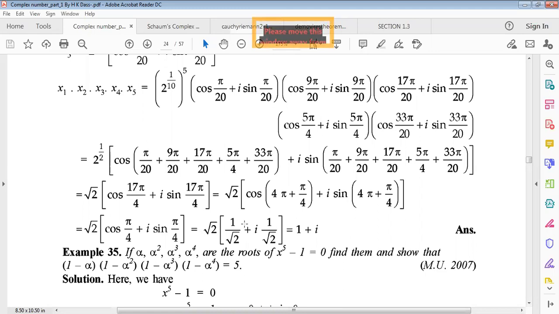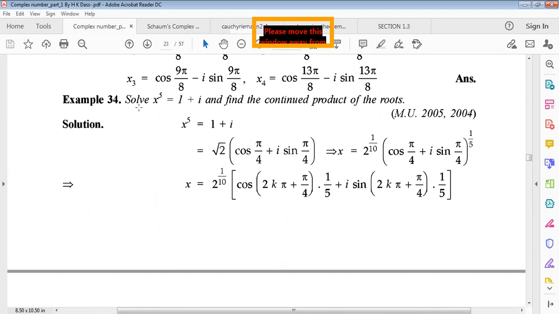So cos pi by 4 means 1 by root 2. Sine pi by 4 means 1 by root 2. That means 1 plus i. So the product of all roots will be 1 plus i. That means x to the power 5 equals 1 plus i. This is the verified equation.